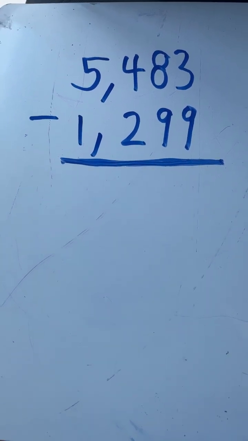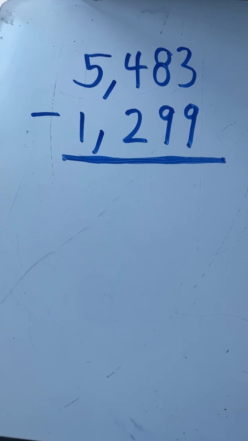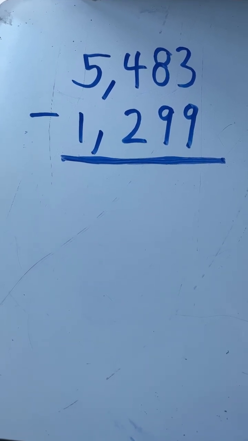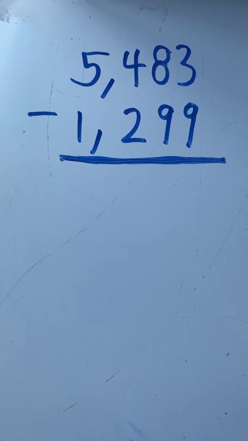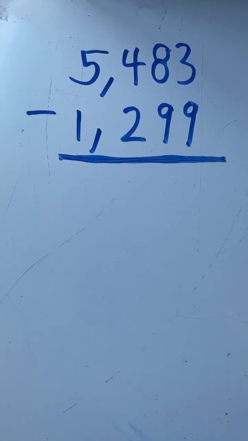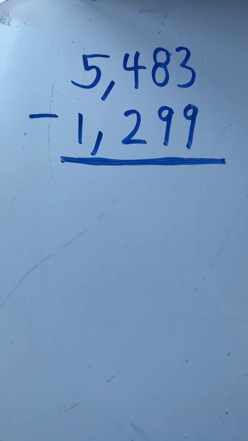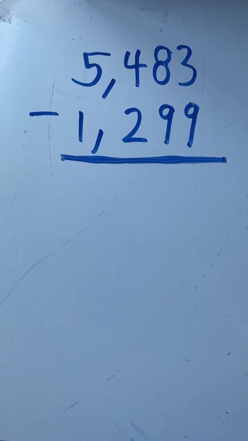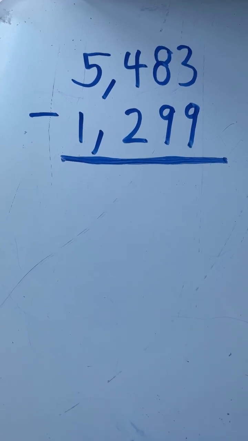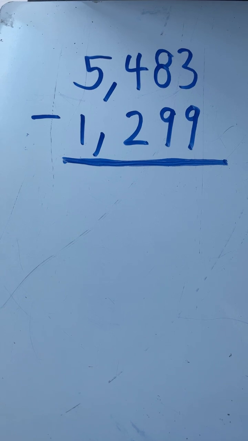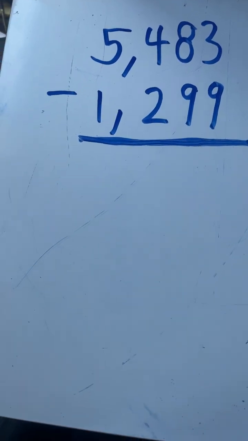So this video is going to be a review of multi-digit subtraction with regrouping. Whenever we're working with subtraction, we regroup whenever the bottom digit is bigger than the top digit. So in this problem, 5,483 minus 1,299.